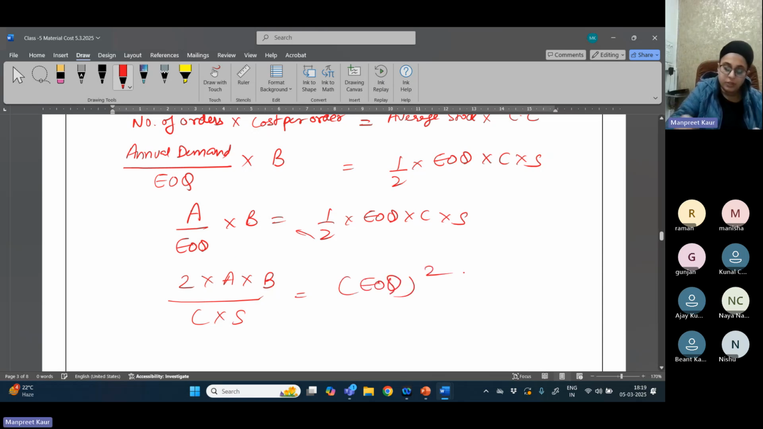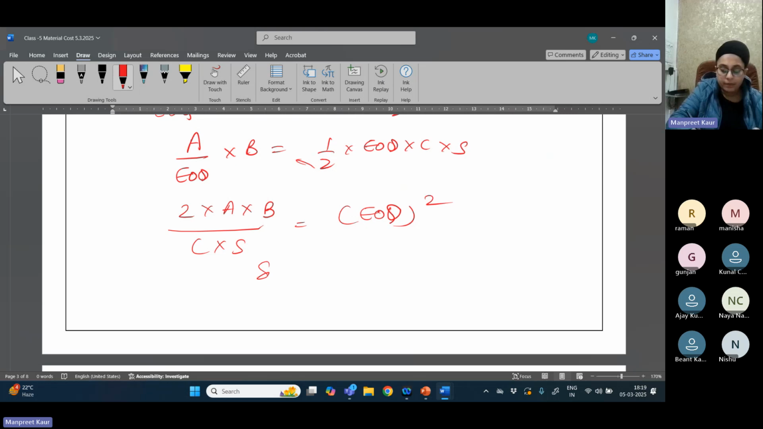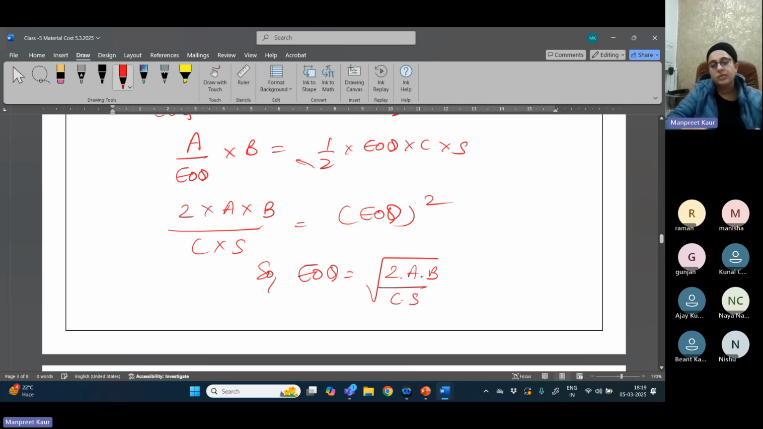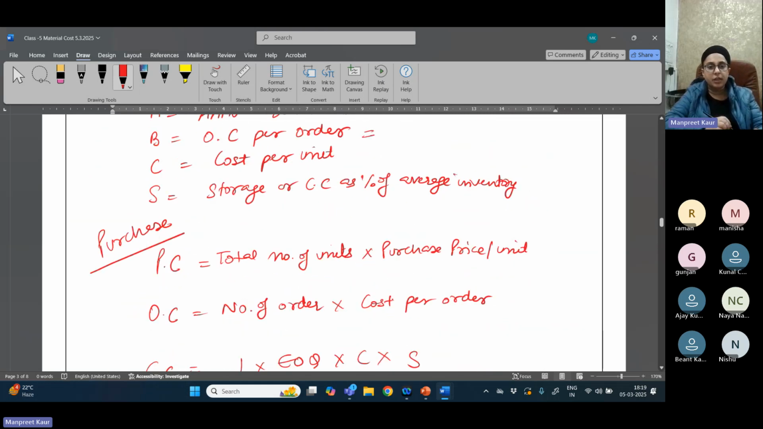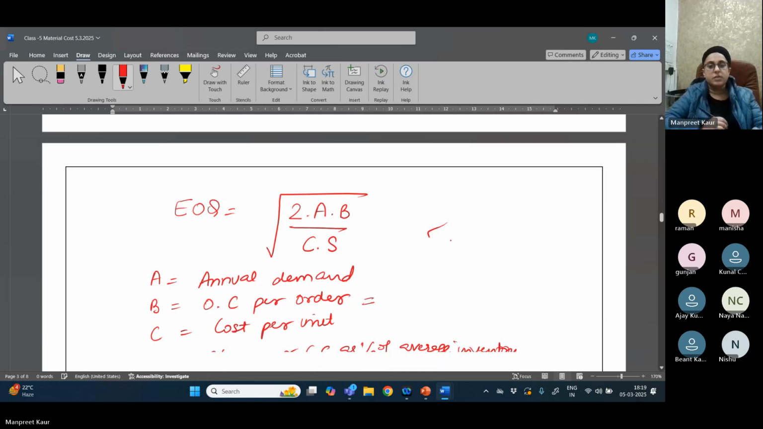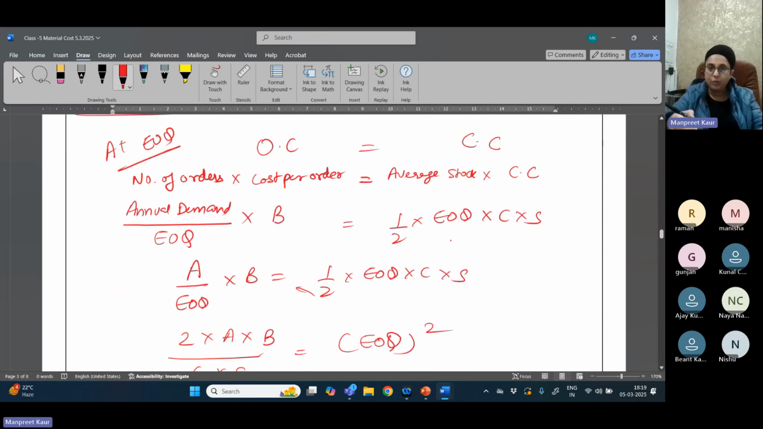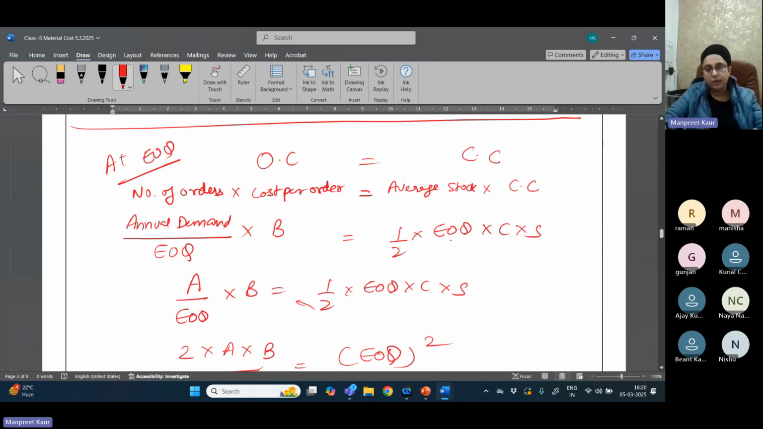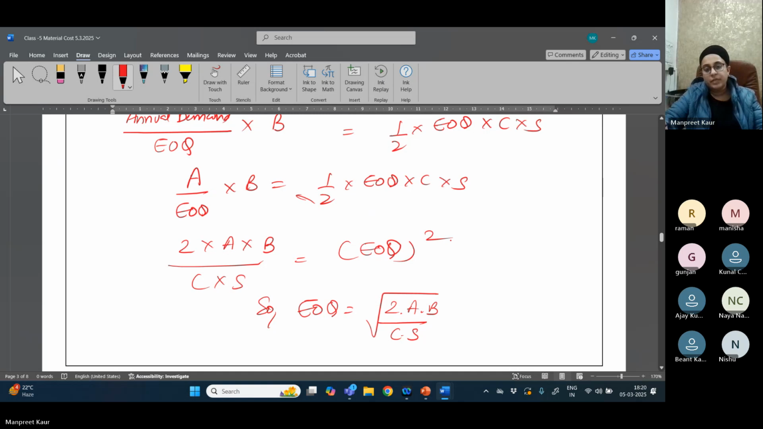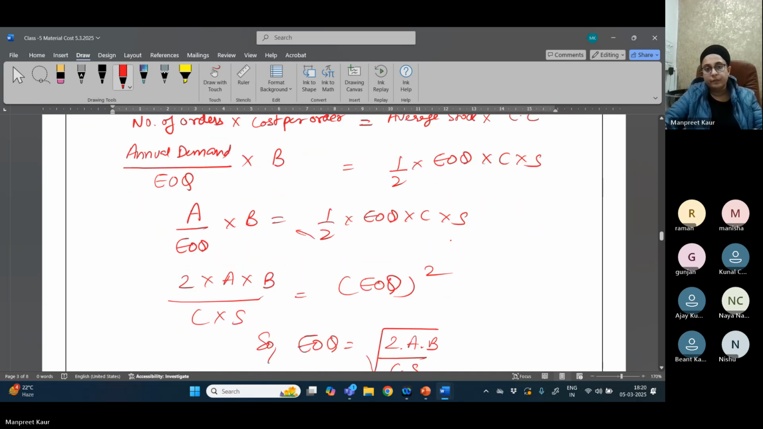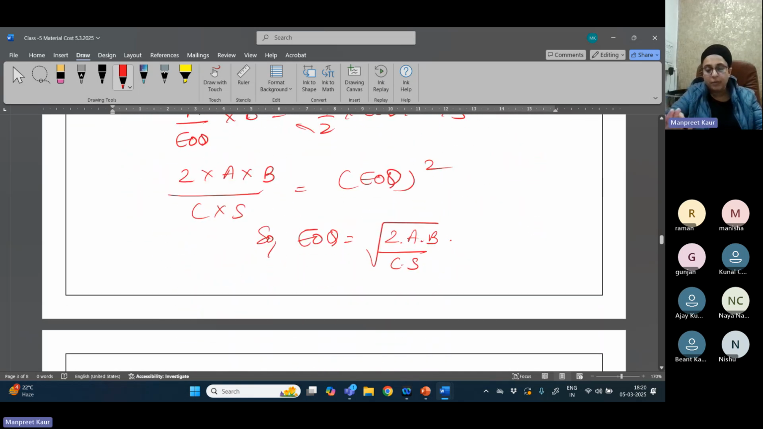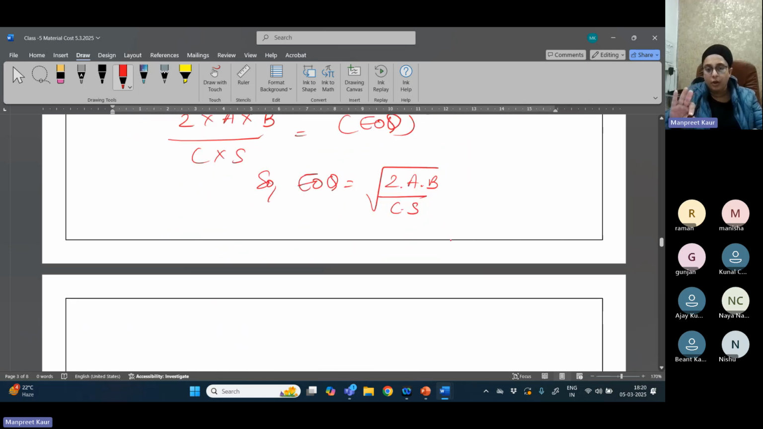Then we take the square root. So this is a derivation of the EOQ formula: square root of 2 into A into B upon C into S. The formula I wrote above, this is the derivation. From here the formula is computed directly. Okay? This will not be in your books, I have shown the derivation just for your reference.